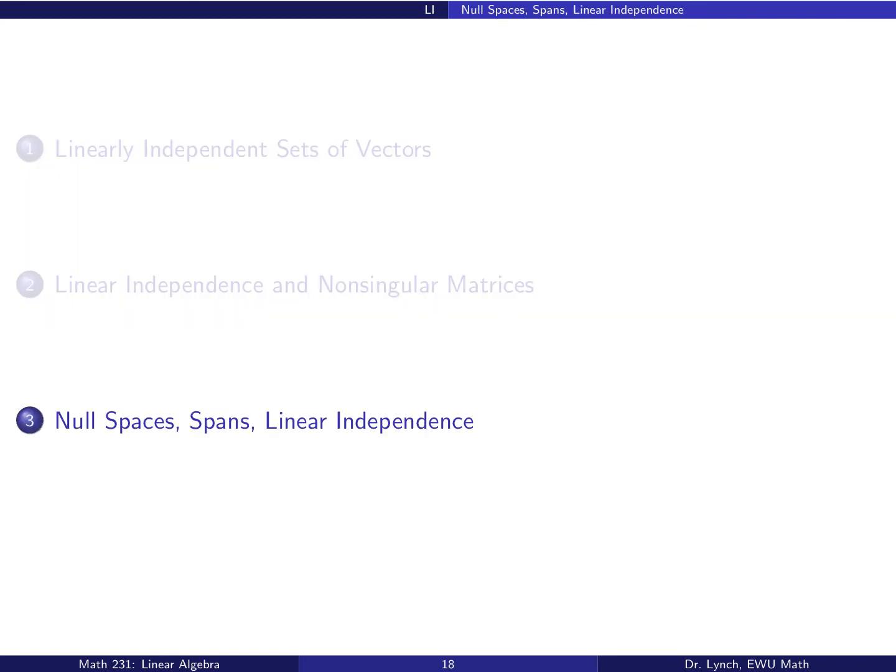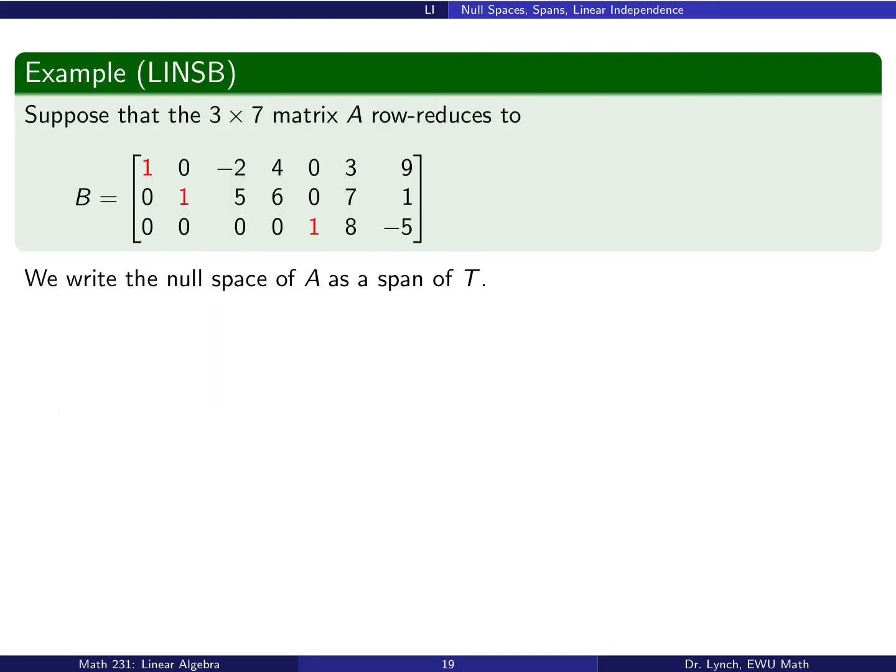Okay, so let's talk about null spaces of matrices and their spans and talk about linear independence. It turns out that the description we came up with, where the null space of a matrix can be described as a linear combination of n minus r vectors, is actually a linearly independent set. So this is a pretty cool deal. Let's see an example that leads us up to that, and then we'll express it in general. So here is an example.